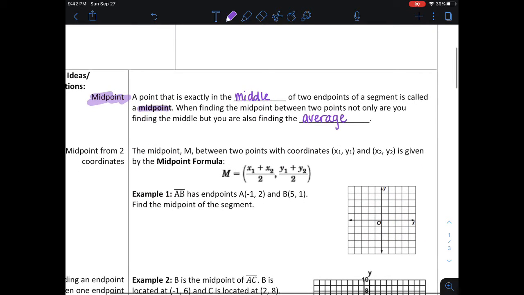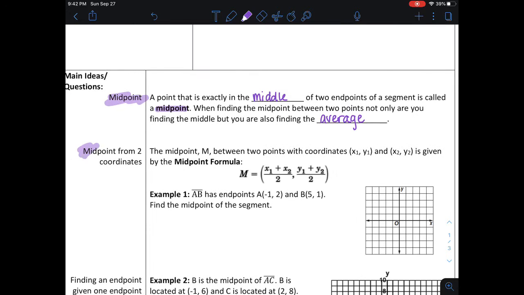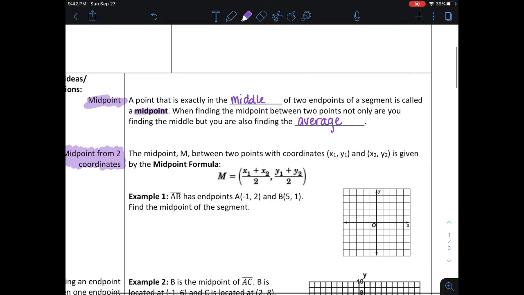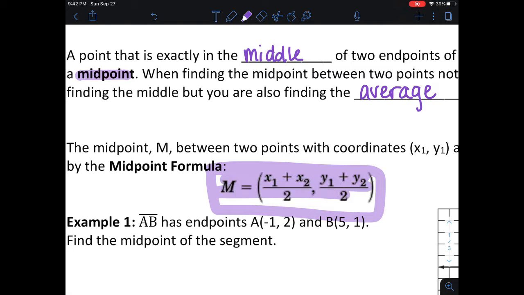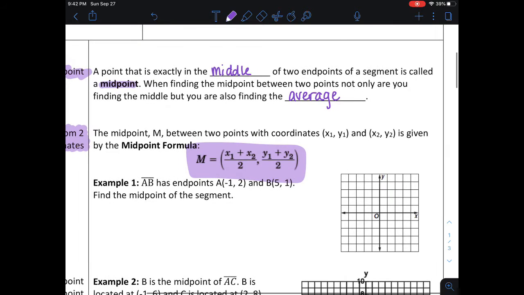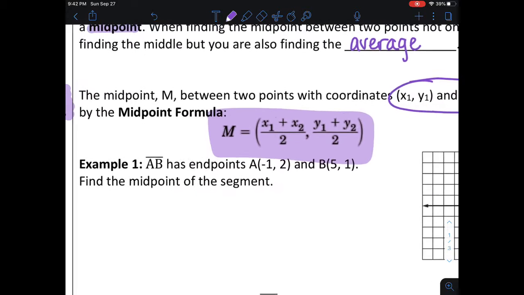All right, so midpoint from 2 coordinates. So again, like I told you before, we are now using coordinate planes in this particular lesson. So the midpoint between 2 points with these coordinates, we use this formula. Very important formula. If you're in class, you'll see it on the wall. If you're not in class, you need to write this down somewhere because it is very important. All right, so we've already talked about how to label points like this. That's nothing new. The x1 and the y1, the x2, the y2.